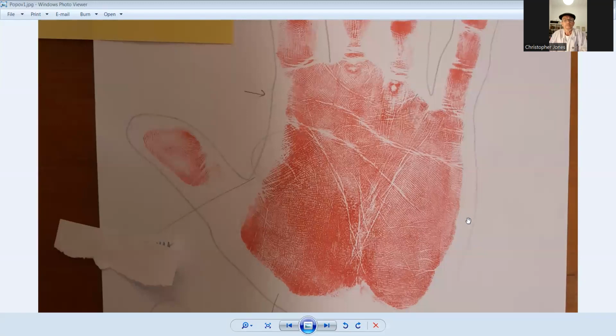Let me just go to the next screen, and I'll stop that share and start another one. So you can actually see the actual lines themselves. So here's a handprint, which is a relatively clear indication of the 3 main lines. You've got the major earth line. So the major earth line runs around the ball of the thumb.